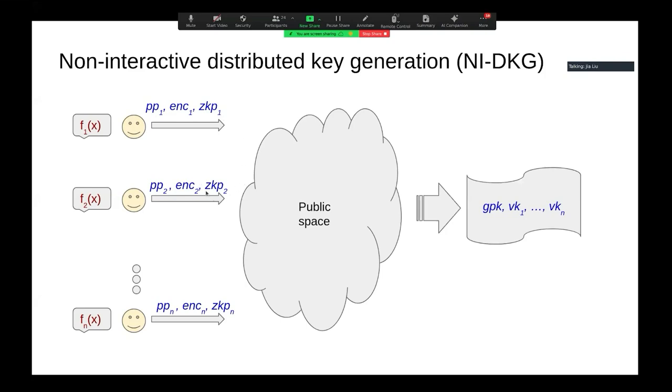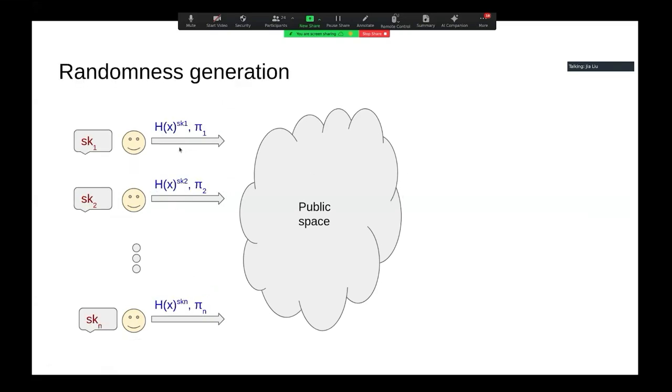If some SNARK proof, like if this ZKP2 is invalid, then we can just throw away this data from the second participant. And when we have enough valid public parameters, we can combine them together to derive the global public key and the verification keys. Each participant will also be able to derive a secret key that corresponds to their verification key. This is derived using the encrypted secret shares from other participants. Then we can start producing randoms.